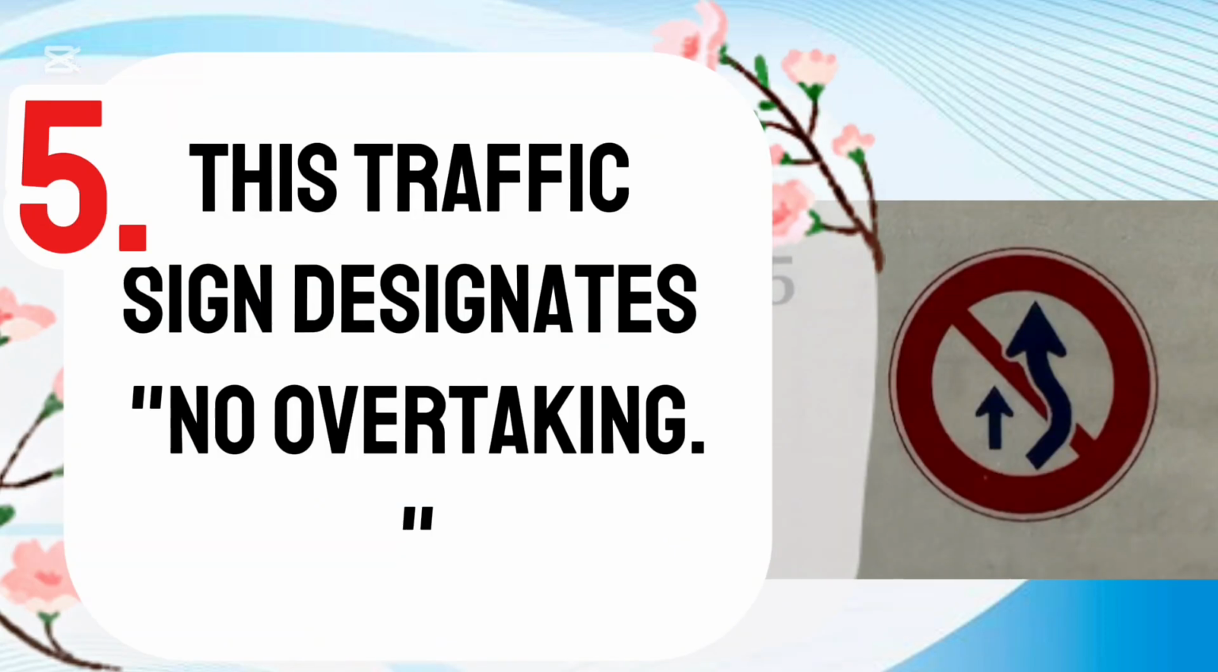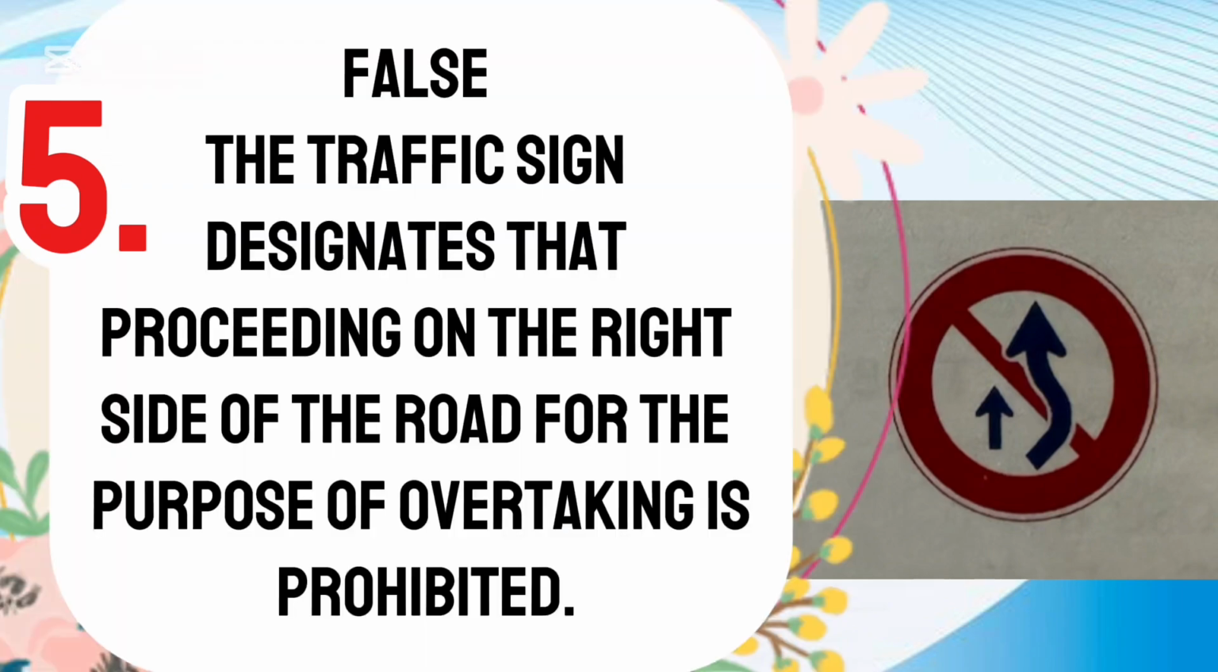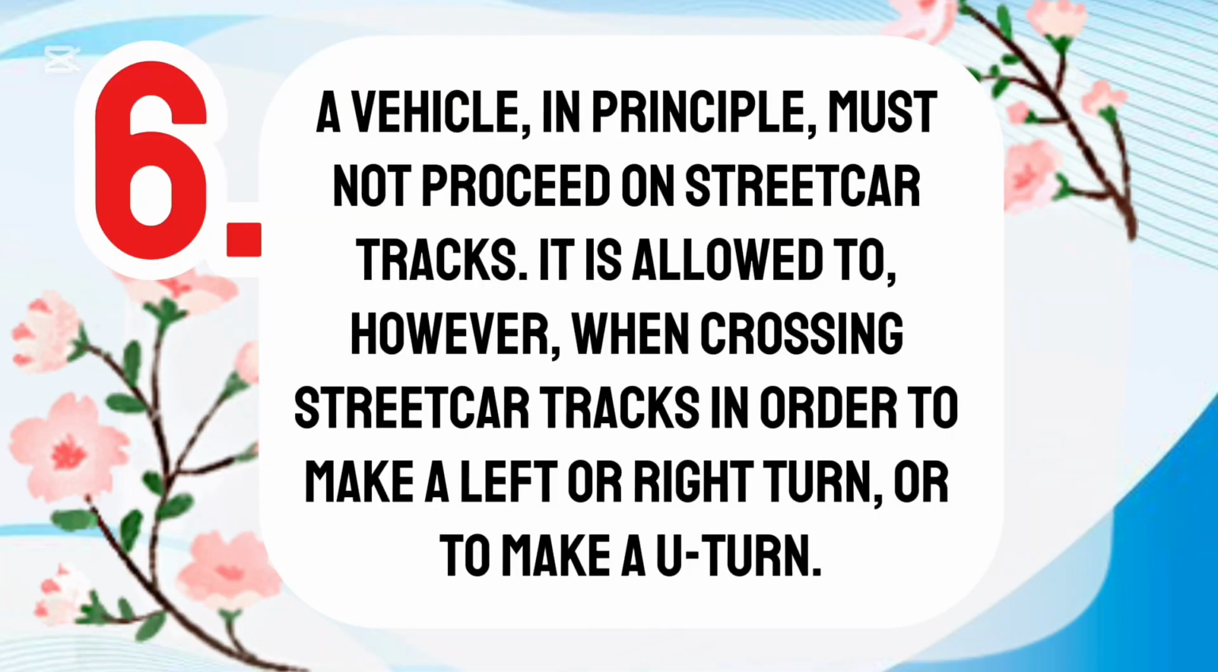This traffic sign designates no overtaking. False. The traffic sign designates that proceeding on the right side of the road for the purpose of overtaking is prohibited. A vehicle, in principle, must not proceed on streetcar tracks.